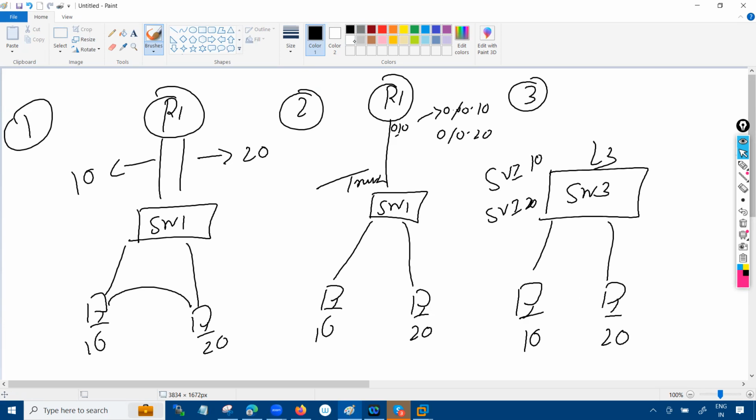So the major problem of this one is what someone has asked in the group. The major problem of this one is a single link failure. If this link goes down, you don't have a backup. That's a major issue. The problem of this one is cost. The problem of that one is single link failure. So it depends on the requirement, on the scenario, how you are going to deploy inter-VLAN routing.